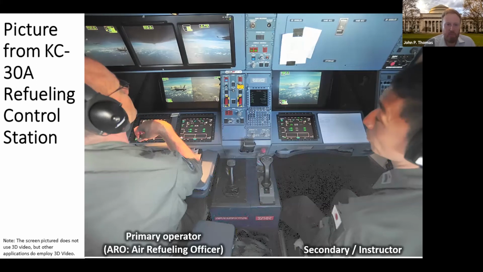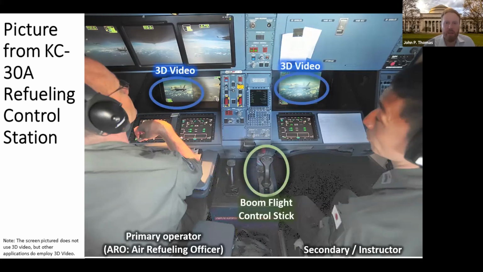Generally, you may have a primary operator on the left. You may have an instructor on the right-hand side. Another phrase for the boom operator would be the air refueling officer. I'll just use boom operator for most of these slides. What are they looking at here? Well, in this aircraft, they've got a video feed, and there's one of their controls. It's the boom flight control stick. Controls position of that boom.